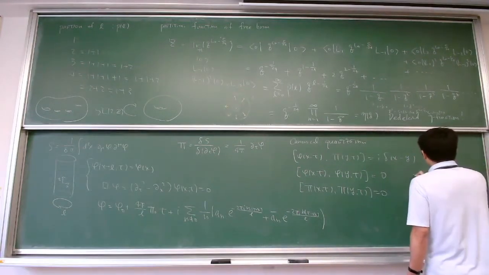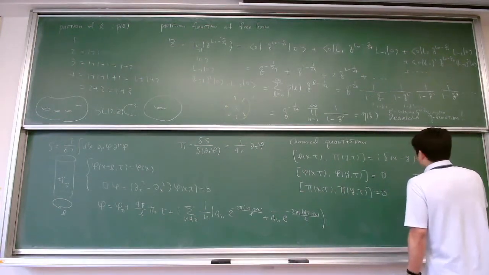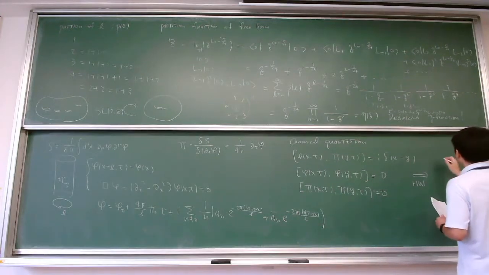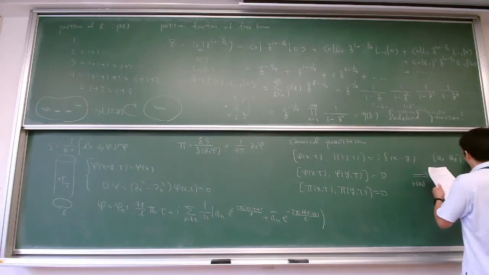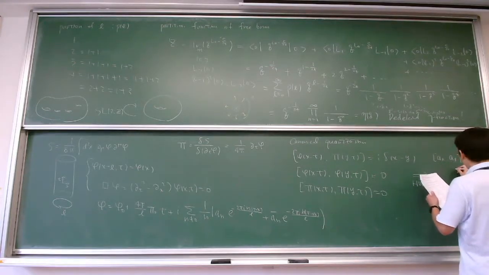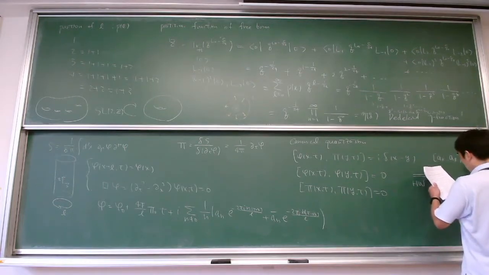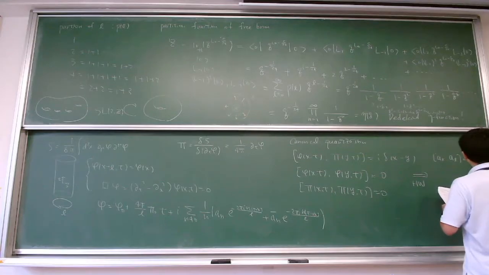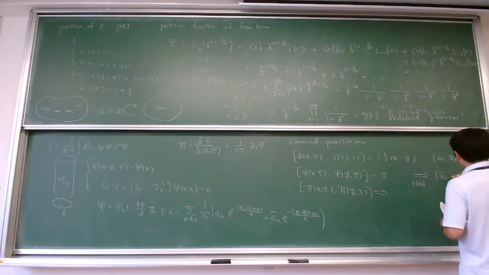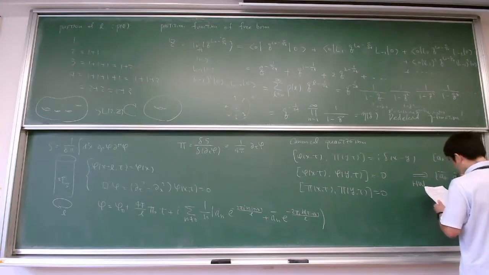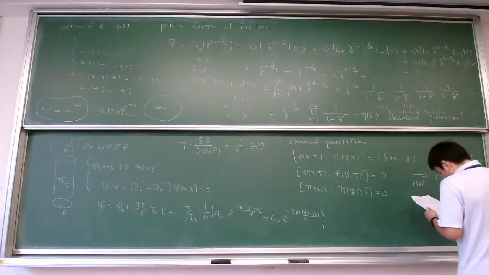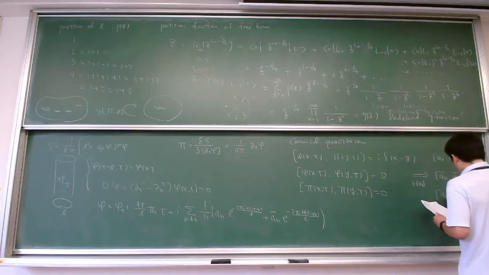And this is the homework. It's very straightforward, even though it's a bit tedious. You just need to do the Fourier analysis. The commutator is equal to k times delta k plus l, 0, and otherwise 0.